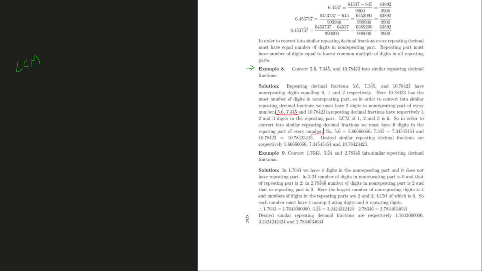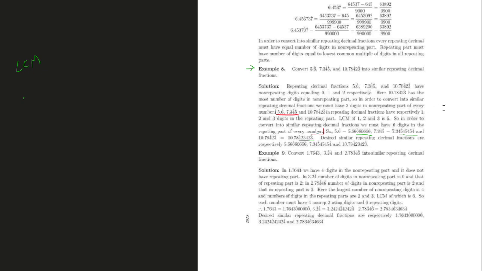So in order to convert into similar repeating decimal fractions, we must have 6 digits in the repeating part of every number. For 5.6, we'll just expand the repeating 6 to 6 digits. For 7.345, where 45 is repeating, we'll expand the 45 into 6 digits. And for the next number, we'll expand the repeating part into 6 digits. Now the desired similar repeating decimal fractions are respectively these numbers. So that's how you convert it.